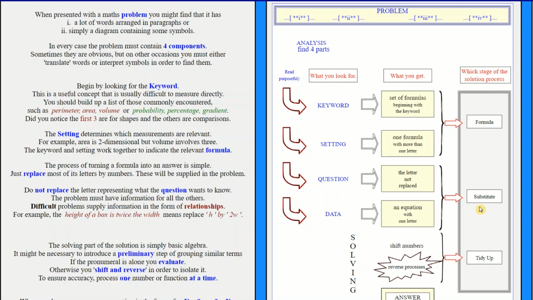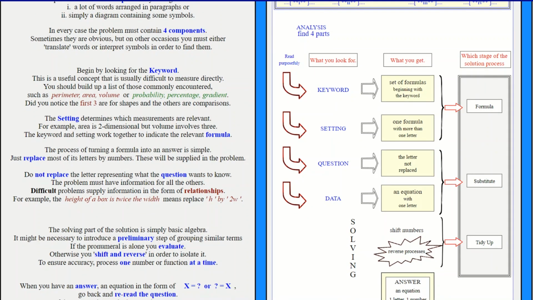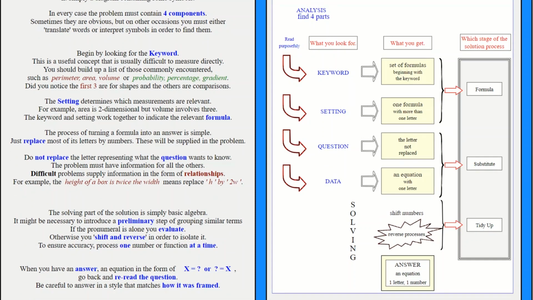If the pronumeral is by itself in this equation, you evaluate it. Otherwise, you shift and reverse in order to isolate it. To ensure accuracy, we only do one process at a time.